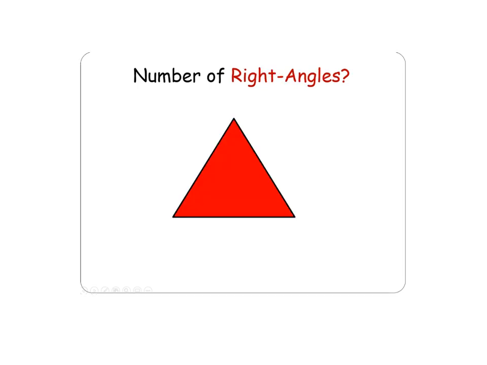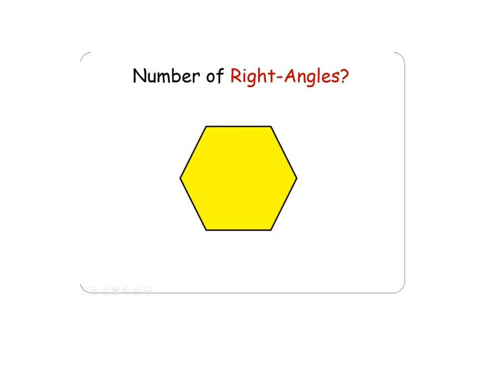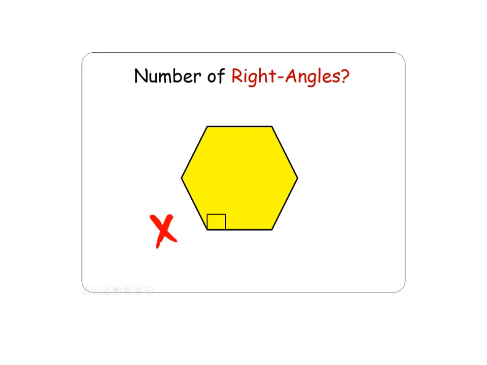How many right angles do you think this triangle has? Pause the video and have a think. The answer is 0. And how many right angles do you think this hexagon has? Pause the video and have a think. The answer is 0. Every angle is too large to be a right angle.